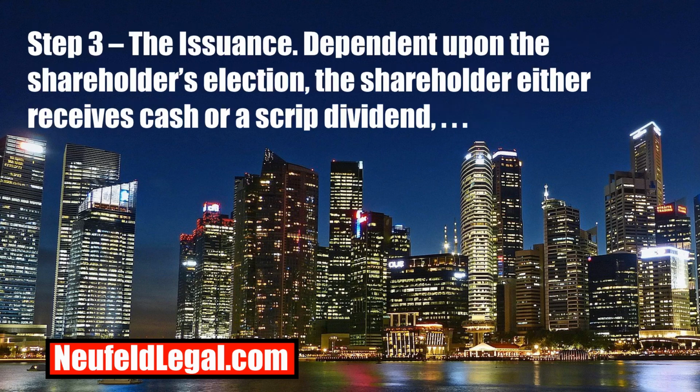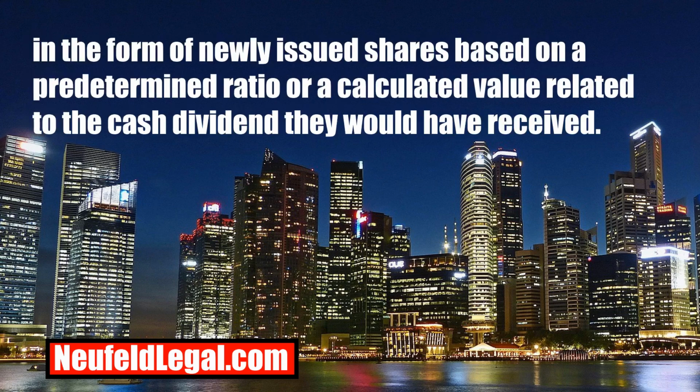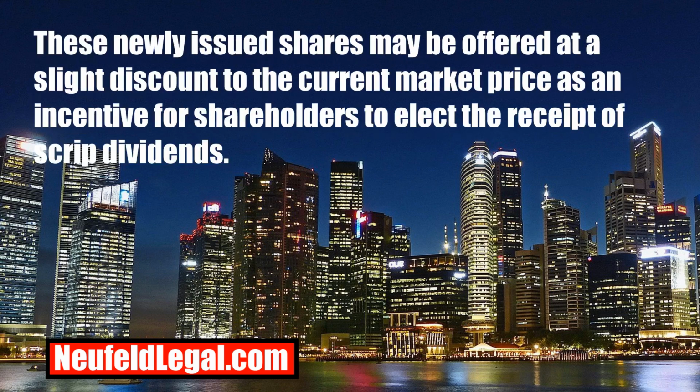Step 3, the issuance. Dependent upon the shareholder's election, the shareholder either receives cash or a scrip dividend in the form of newly issued shares based on a predetermined ratio or a calculated value related to the cash dividend they would have received. These newly issued shares may be offered at a slight discount to the current market price as an incentive to shareholders to elect the receipt of scrip dividends.